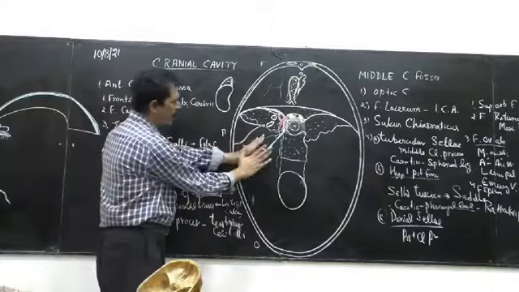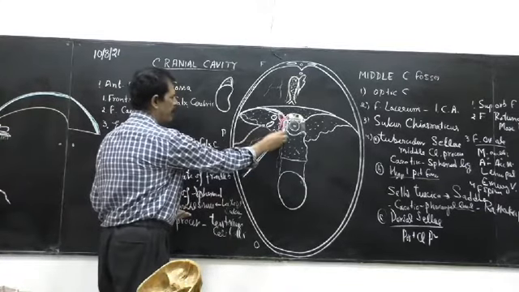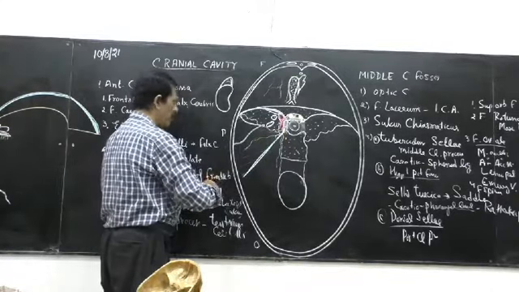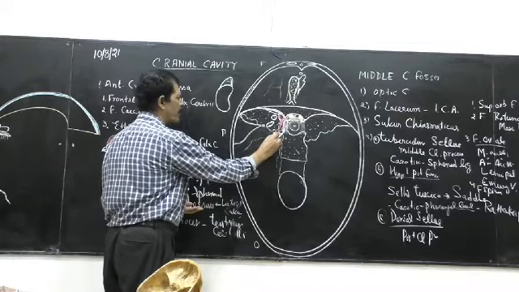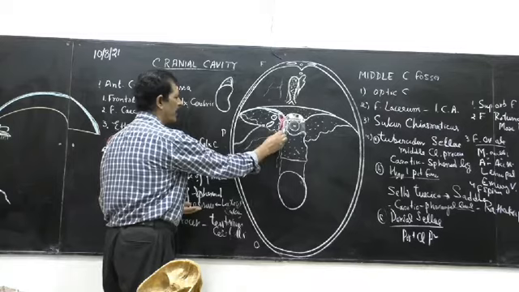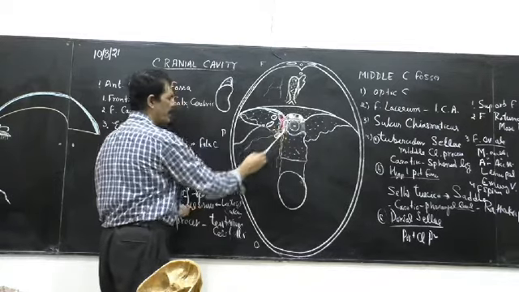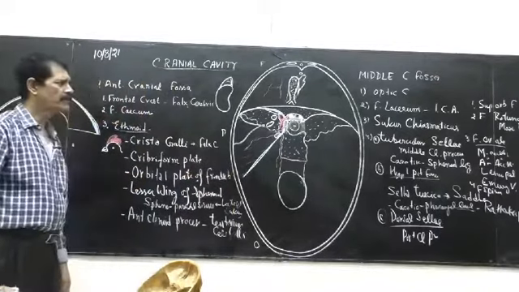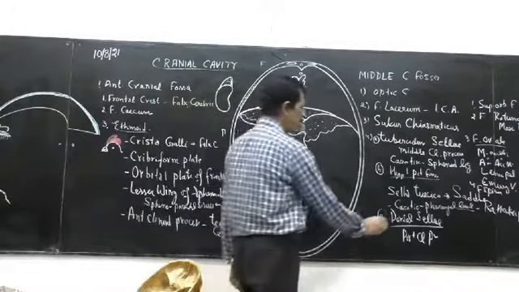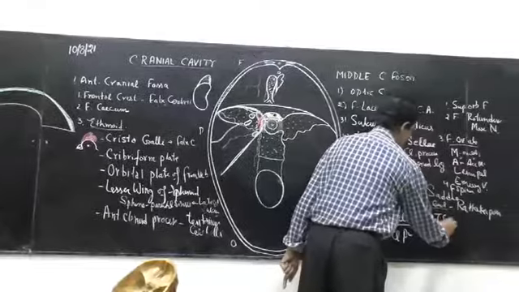On the outer slope, near here, is the apex of the petrous part of the temporal bone. Near the apex there is a triangular smooth impression, a smooth area. This is called the trigeminal impression.